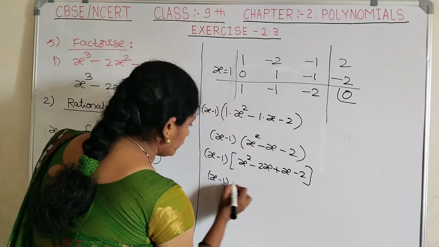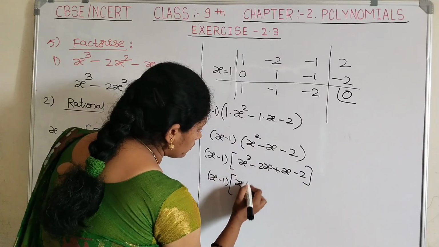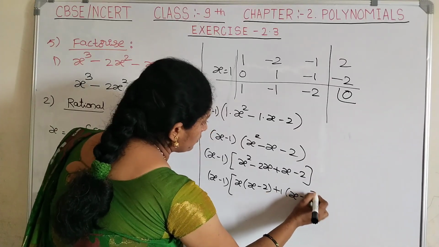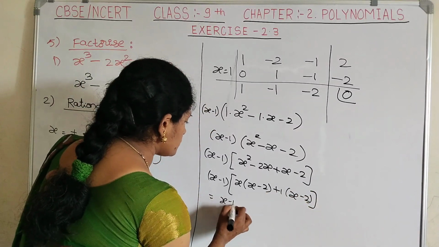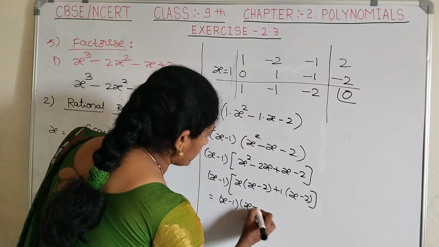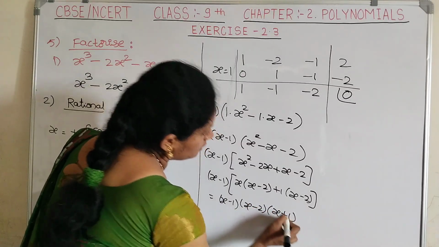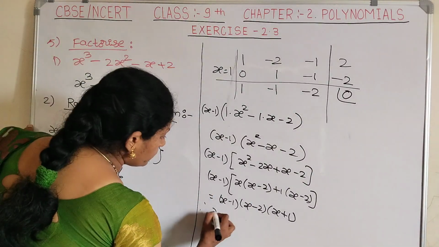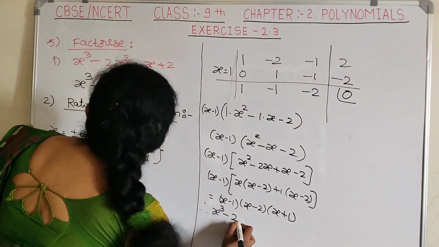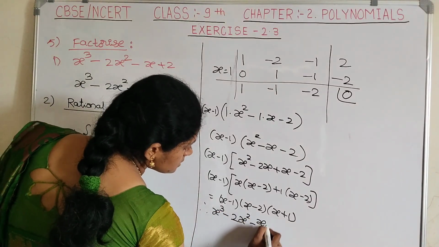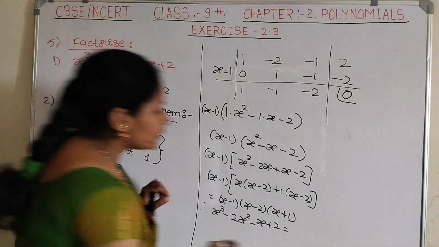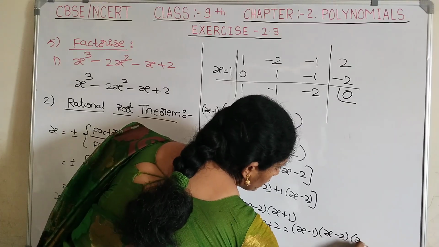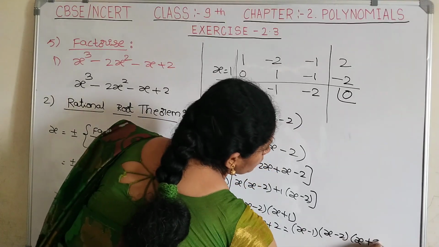X minus 1 into, take x common, x minus 2 into plus 1 into x minus 2. X minus 1 into x minus 2 into x plus 1. Finally, you can write the answer as, therefore, x cube minus 2x square minus x plus 2, which can be written as x minus 1 into x minus 2 into x plus 2.